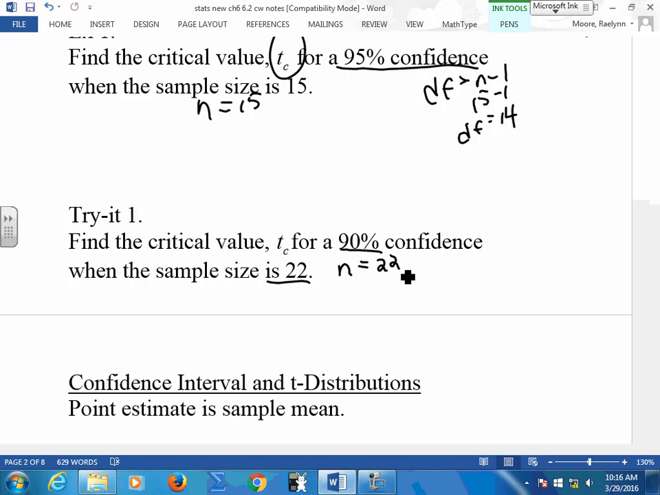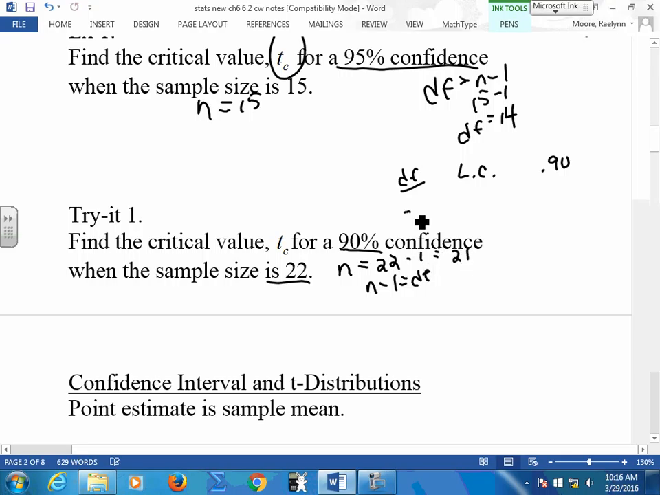So look across the top, level of confidence, find your 90, and what am I looking for along the side? N minus 1. 22 minus 1 is what? 21. Find me that. That's it. That's your T6. That's how simple it is. Your Z-score, you had to subtract it from 1, divide it by 2, do an inverse norm. This, you go right to your table, you find your TC.